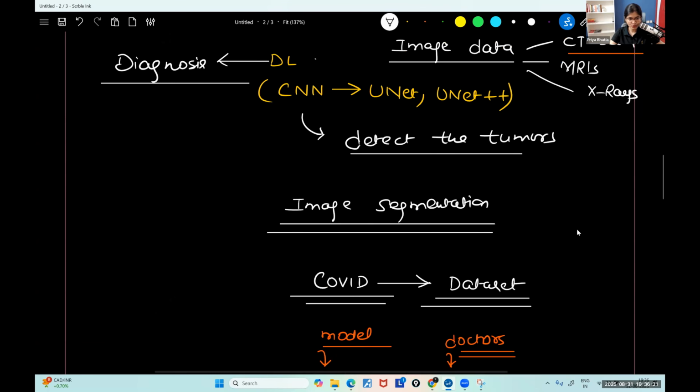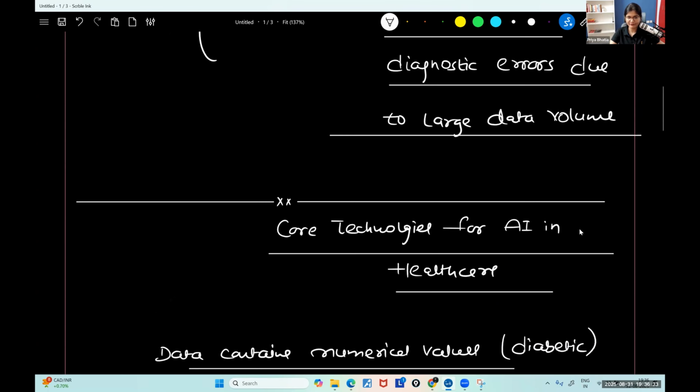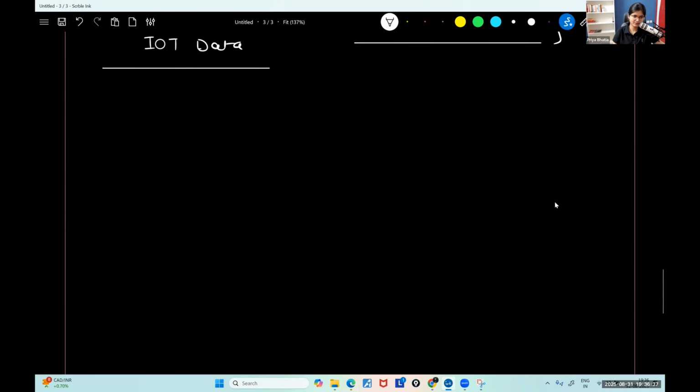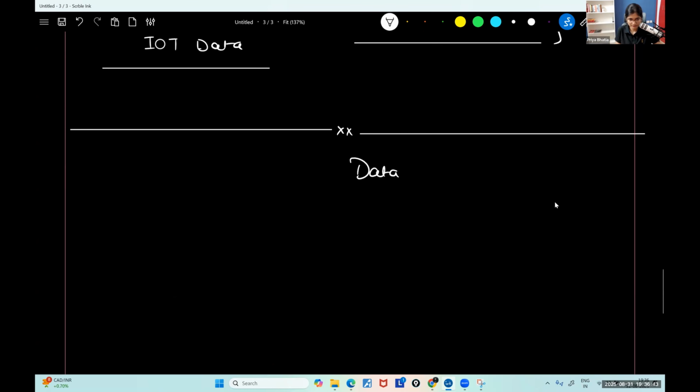So these are the core technologies which we will be having for AI in healthcare. Now, in between, someone said, hey, I want to become a data analytics person. So if I want to become a data analyst, is this discussion actually helpful or not? The answer is yes.